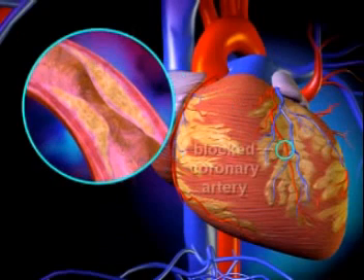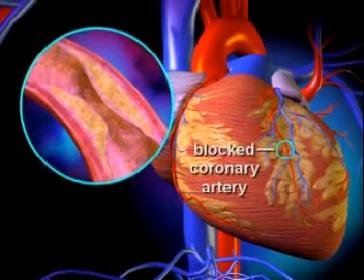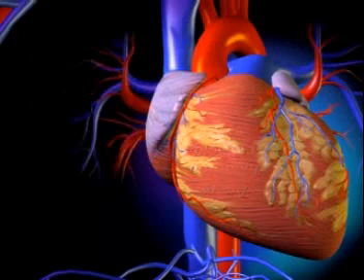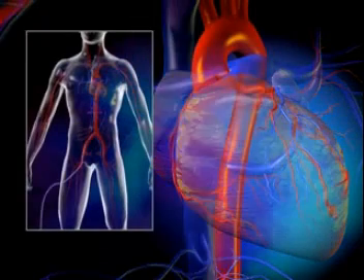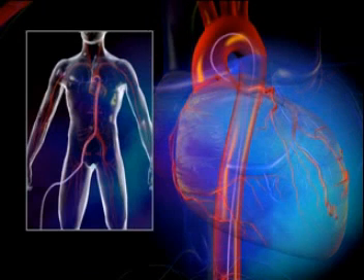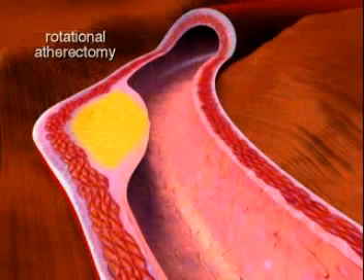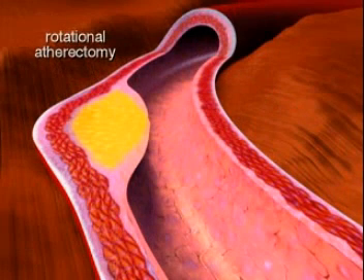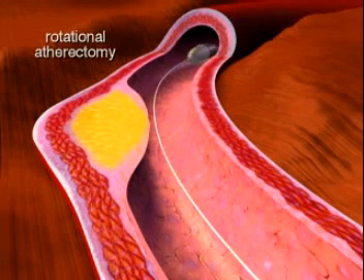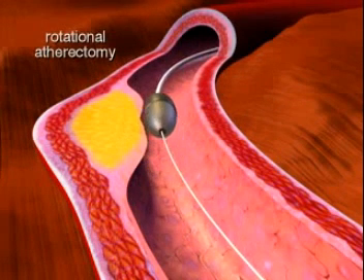Atherectomy opens peripheral and coronary arteries by grinding or cutting away the plaque. A guide wire is inserted into the femoral artery through an incision made in the upper thigh and threaded to the site of the blockage. A catheter tipped with a specialized blade is inserted along the guide wire. Rotational atherectomy, also called rotablator, is the most common type of atherectomy performed. A catheter tipped with a diamond burr is guided to the blockage.